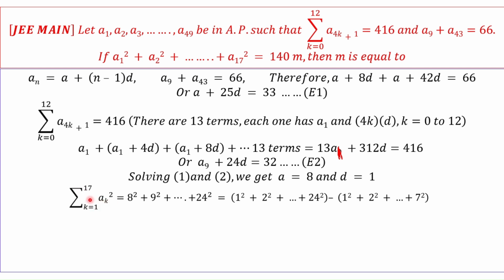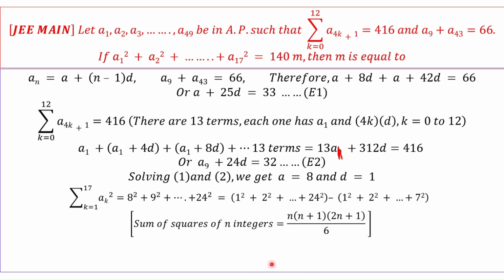Sigma k equal to 1 to 17, a_k squared equals 8 squared plus 9 squared plus up to 24 squared, which is equal to, I am writing it like this, the sum of 1 squared to 24 squared minus the sum of 1 squared to 7 squared, right? This way I will get this value. Why am I doing this? We know the sum of squares of n integers formula, so we can substitute that.